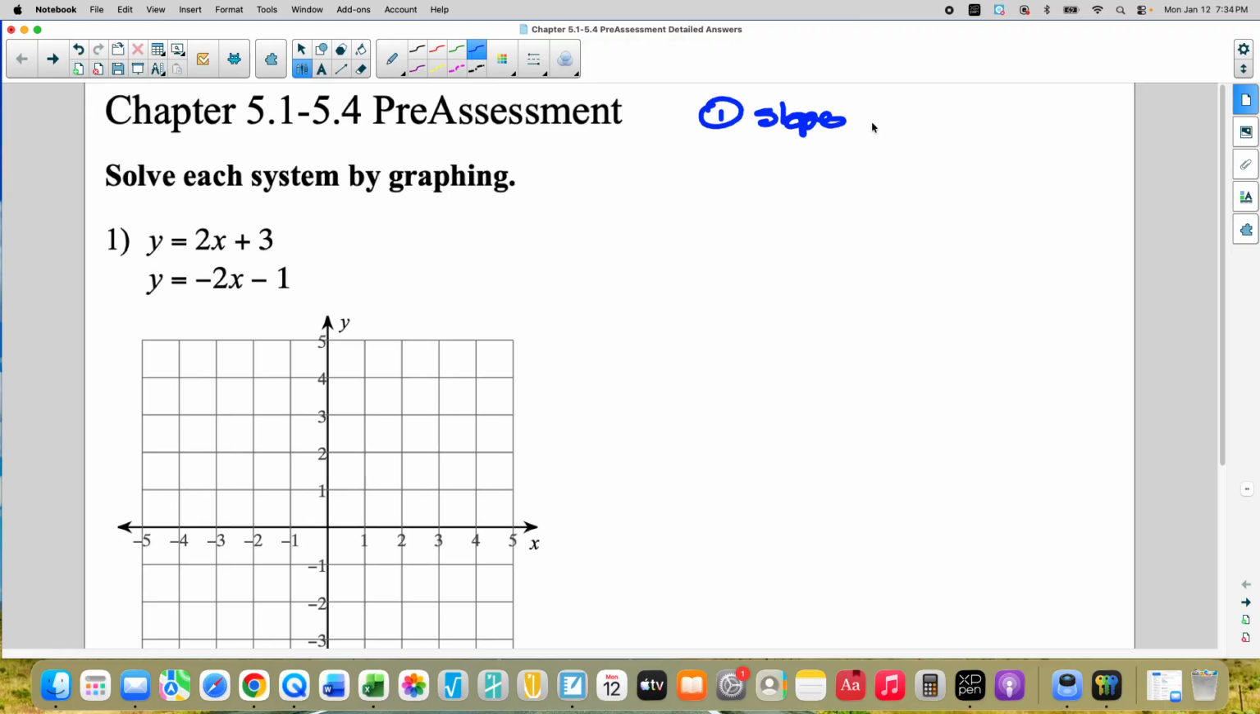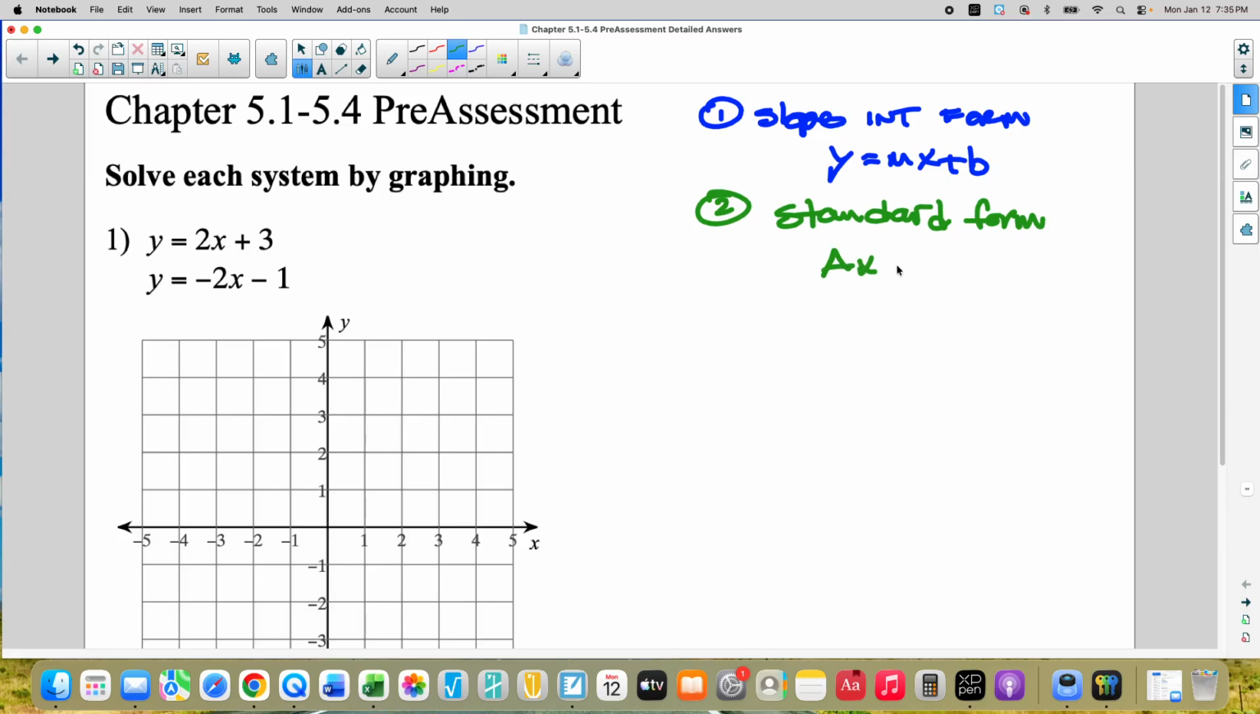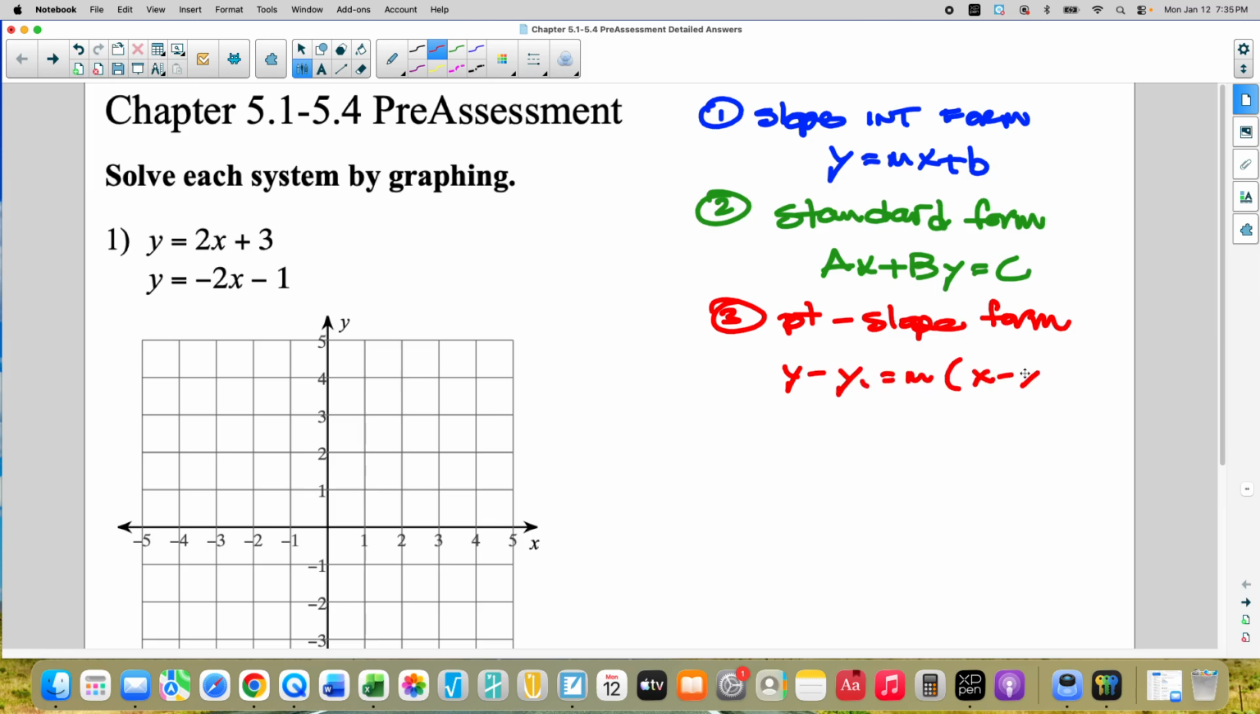slope-intercept form, and that is y equals mx plus b. You should recognize standard form, and that is ax plus by equals c. And the third one is point slope form, and that is y minus y sub 1 equals m times the quantity x minus x sub 1.